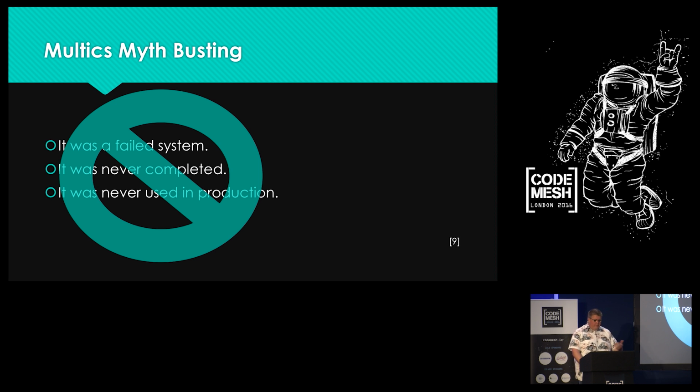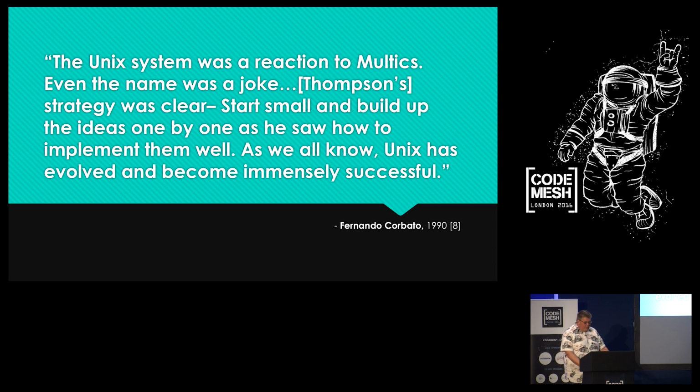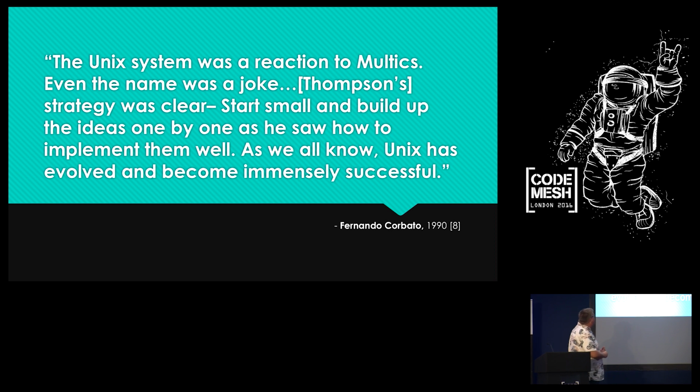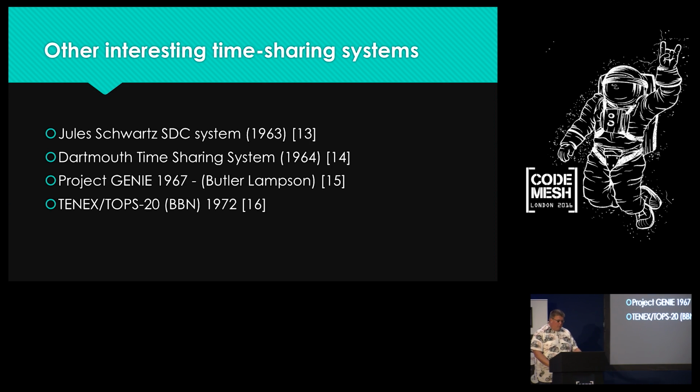I just want to talk quickly about what the legacy of Multics is. Corbató said in his 1990 Turing Award speech this: "The Unix system was a reaction to Multics, and even the name was a joke. Thompson's strategy was clear: to start small and build up the ideas one by one, as he saw how to implement them well." And as we all know, Unix has evolved and become immensely successful. All right, so that's all about Multics.